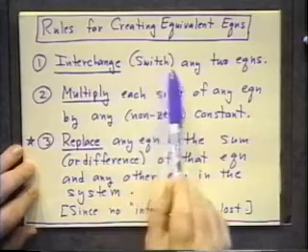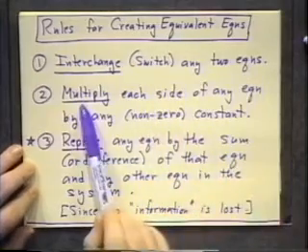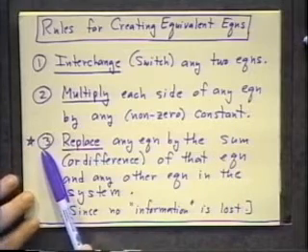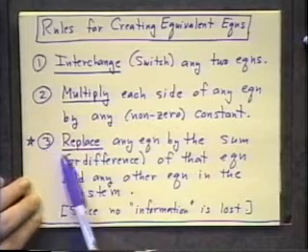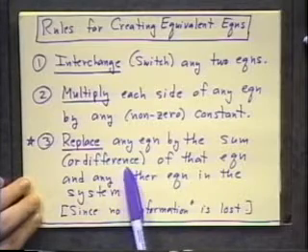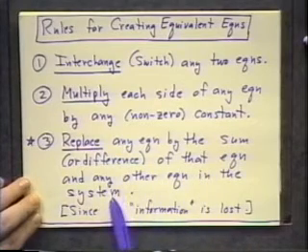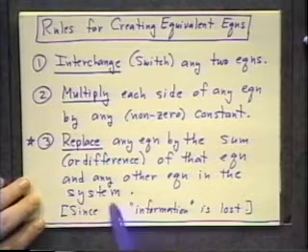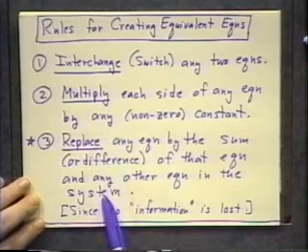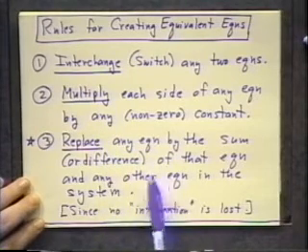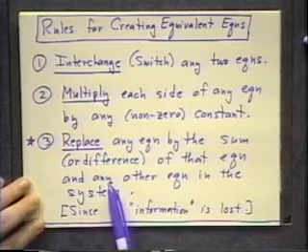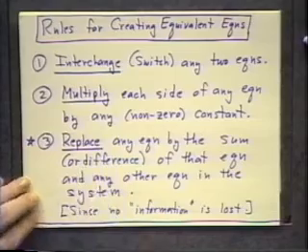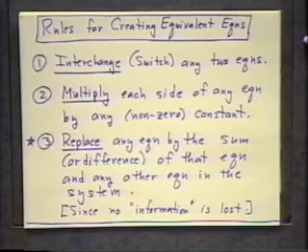You may, 1, interchange or switch any 2 equations. You may multiply each side of an equation by a non-zero constant. And the third and most useful one, the one we use most often, replace any equation by the sum or difference of that equation and any other equation in the system. And no information will be lost by that process. And of course you combine all of these. So you may replace an equation not by the sum and difference of two, but by the sum of one and 6 times the other one, for example, using the multiplication and the replacement together. So all of these rules get used together.